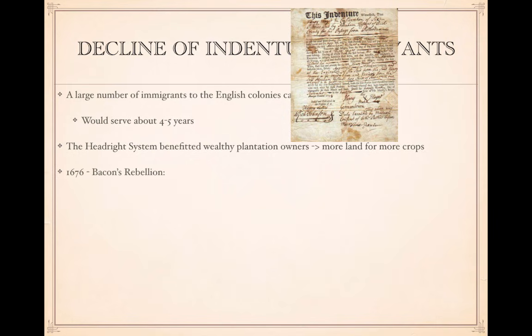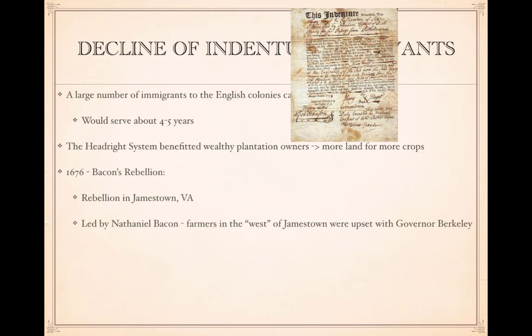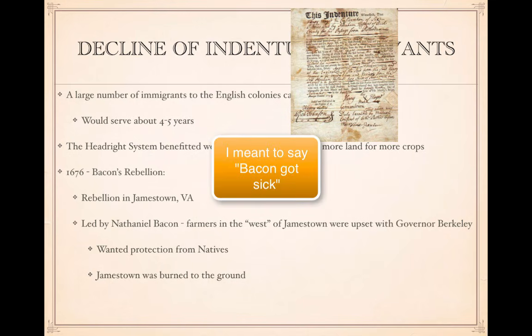Now in 1676, this is a turning point in colonial American labor history. There's Bacon's Rebellion. This is a rebellion in Jamestown, Virginia, led by Nathaniel Bacon. He got a bunch of landless whites in the west of Jamestown that were kind of outside the scope of the city of Jamestown. They were upset with the governor of Virginia, Governor Berkeley, so they rebelled. They wanted protection from natives that Governor Berkeley was not willing to give. Nathaniel Bacon and his followers burn Jamestown to the ground. Berkeley has to flee. Eventually, Berkeley gets sick and dies, and the rebellion is crushed.